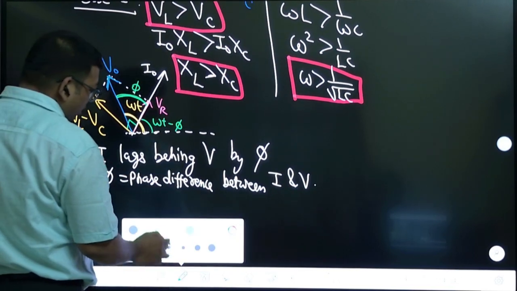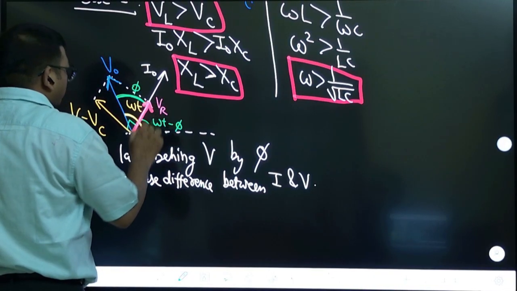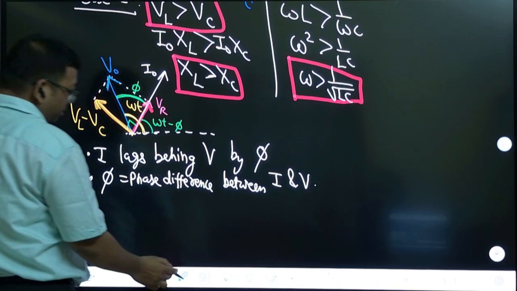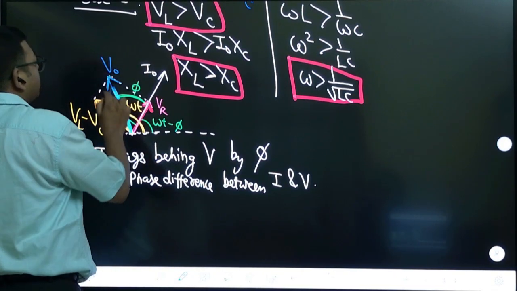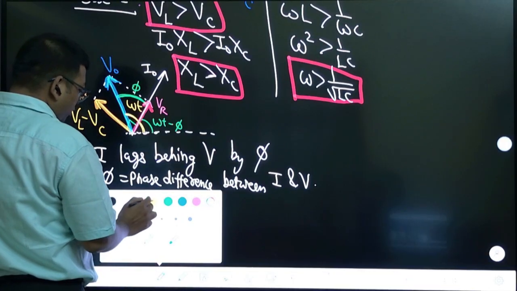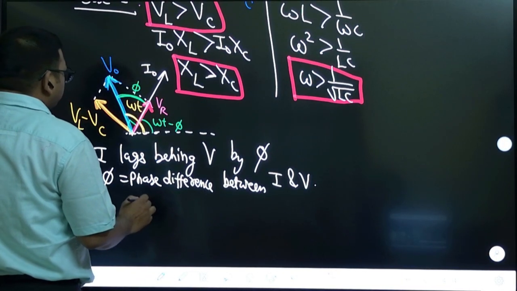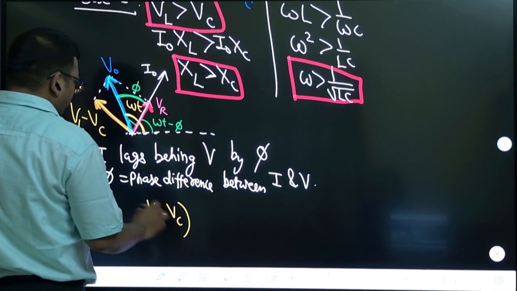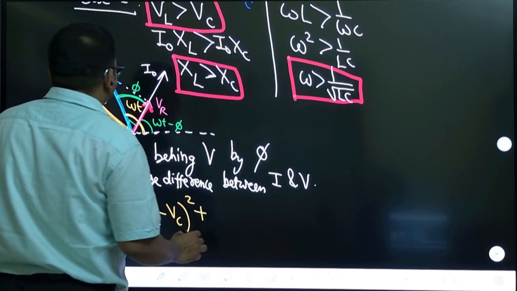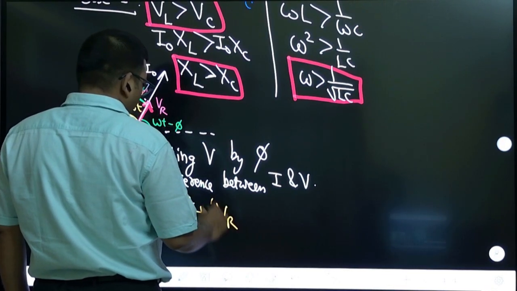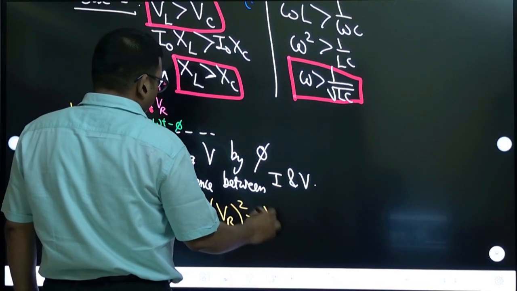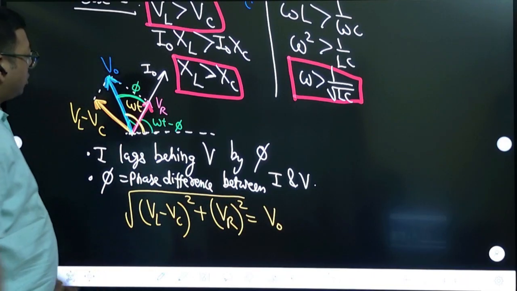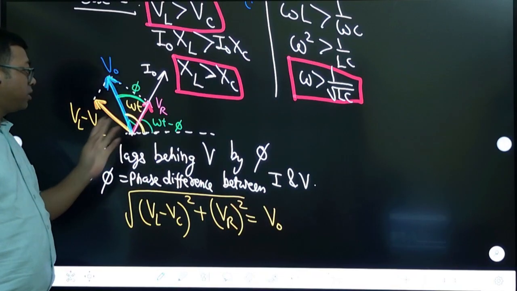So we know that the sum of the vector Vr and the vector Vl minus Vc is V naught, right? That sum is V naught, and these two are perpendicular vectors, so we can clearly say that (Vl minus Vc) whole square plus Vr whole square must give us V naught whole square, or V naught will be under root of this, correct? Because V naught is the hypotenuse and these two are perpendicular, base and height.